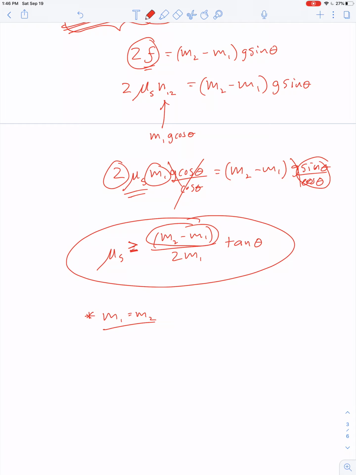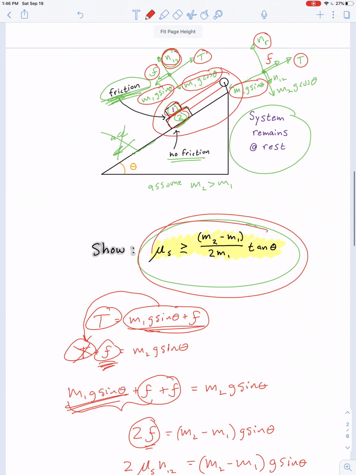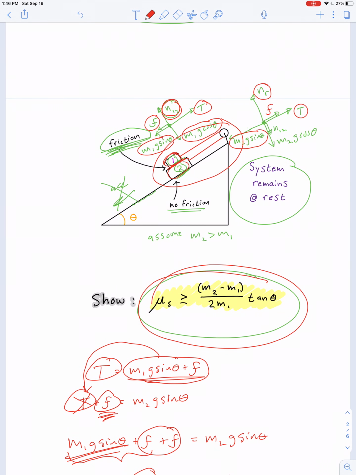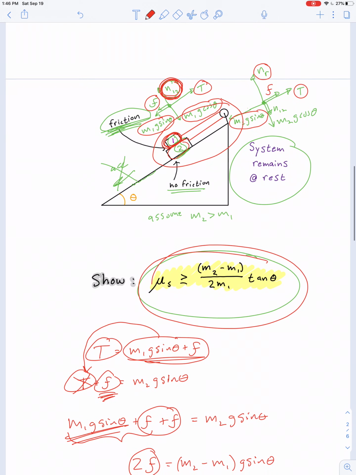This expression also tells us that as mass number 1 gets greater and greater, less and less friction would be required, and that's because with a larger value for mass number 1, the two blocks would be pressed harder into each other. There'd be more normal force, and with more normal force, you get a greater amount of friction given any particular value for the coefficient.